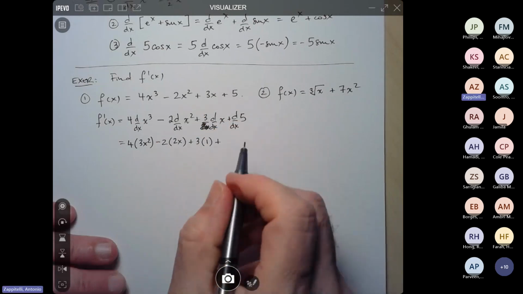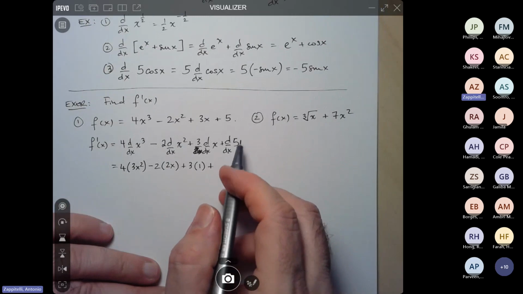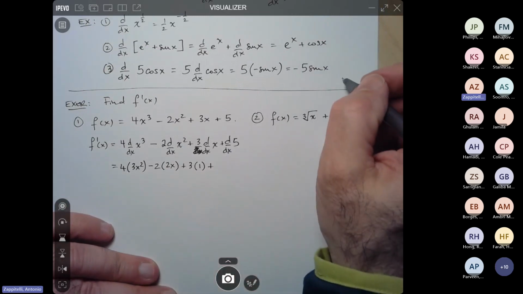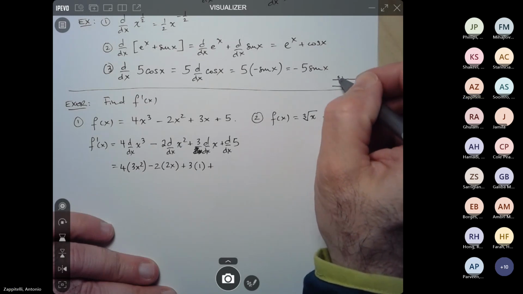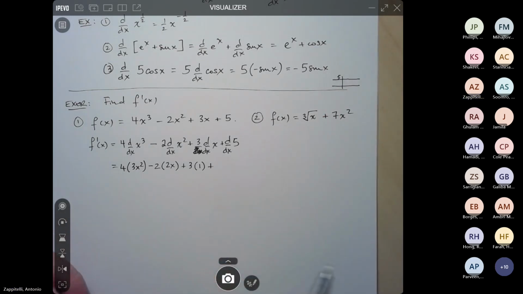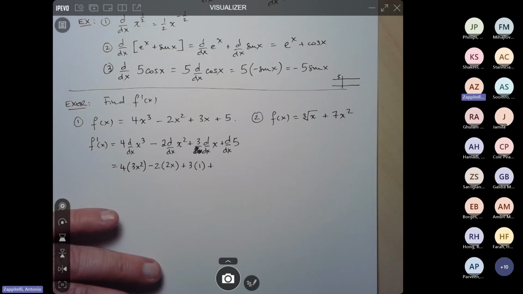And now, well, wait a minute. What's the derivative of 5? Because 5, what kind of function would that be? That would just be a horizontal line passing through 5. What's the derivative of just a constant? What is the rate of change of a horizontal line? Yeah, there you go. Zero. Exactly. It would just be 0.